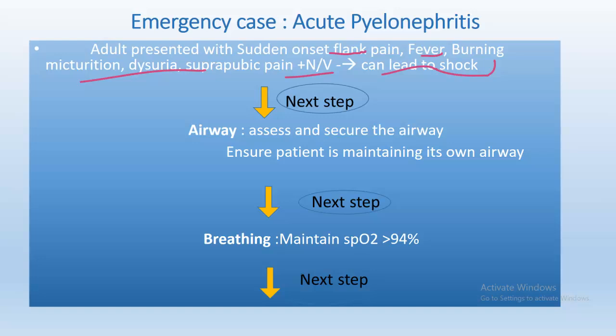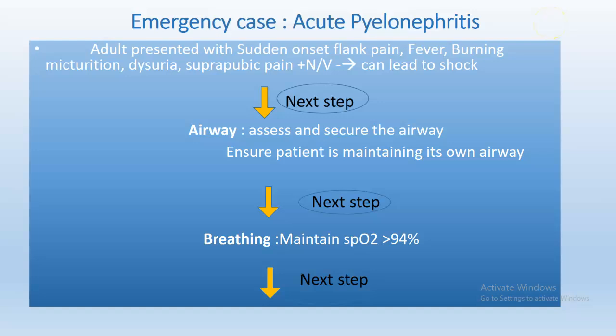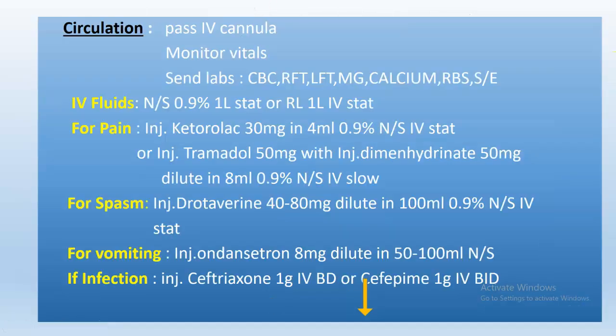So we will manage our ABCDs. We will manage the airway. We'll manage the B for breathing, and then our next task will be managing the circulation. In circulation, we need to pass an IV cannula, monitor vitals, and send the labs as we have the patient in the ER. The most important part is giving the fluids, so as to flush out the urinary tract system.